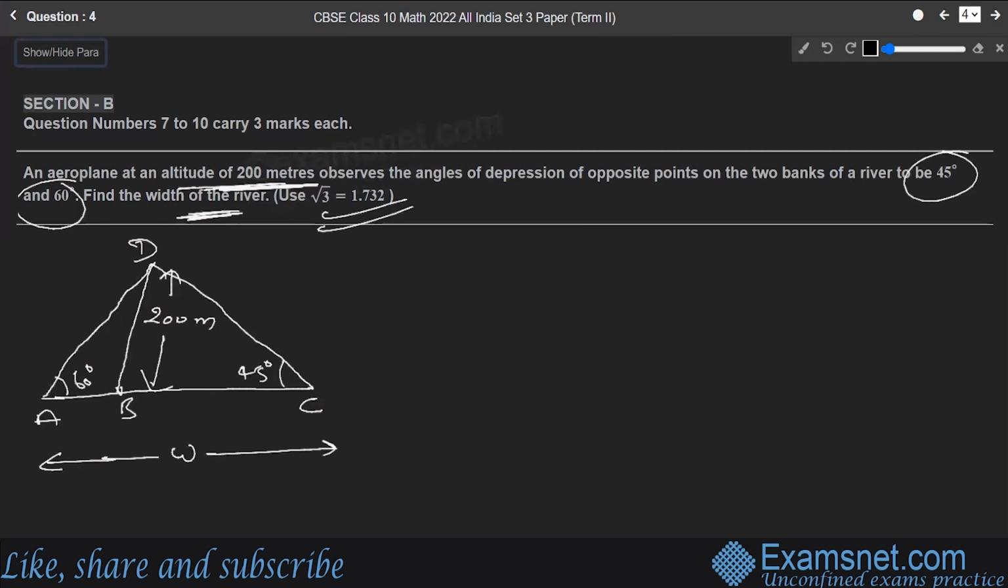The height is given, both the angles are given. Okay, so let us use it one by one. Let us enter into triangle ABD. What's happening in triangle ABD? In triangle ABD, there has to be tan 60.